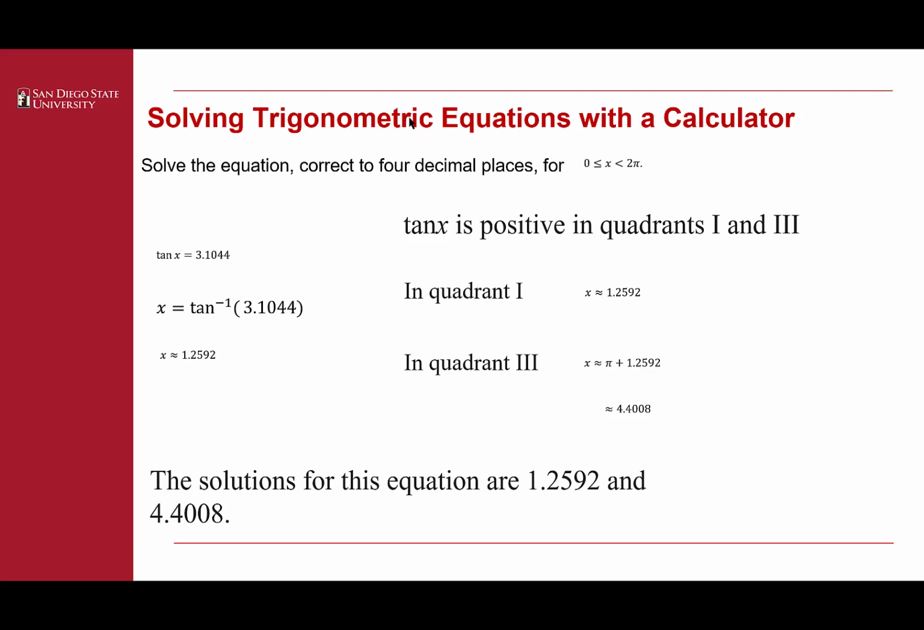Now x equals to reverse of tangent, which is arctangent 3.1044, and the calculator would give us x equals to 1.2592 in the quadrant 1. And in quadrant 3, we should add pi to this x value, which is roughly 3.1416. We will get something around 4.4008. And these two, I mean 1.2592 and 4.4008, are our two solutions for this equation in the given interval.